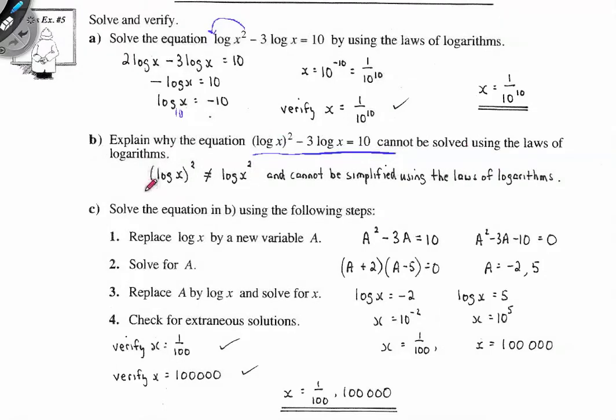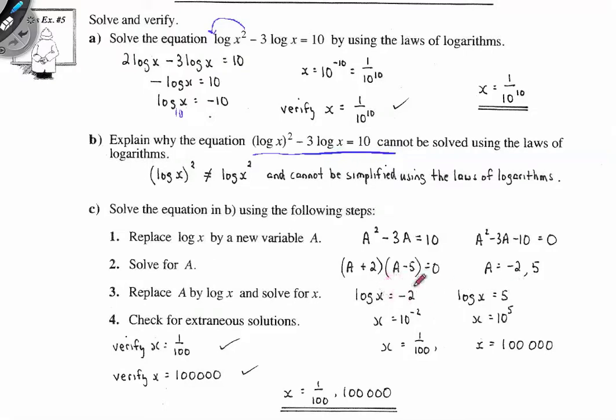So, solve the equation using the following steps. Basically it says replace log x by a new variable a. If we do that, we can see that it is turning into a quadratic. We've just said let a equal log x. Then factoring this, bringing the 10 over to the other side and factoring it, we can see that a would equal negative 2 or positive 5, which really means that a was log x. So log x equals negative 2 or it equals positive 5.